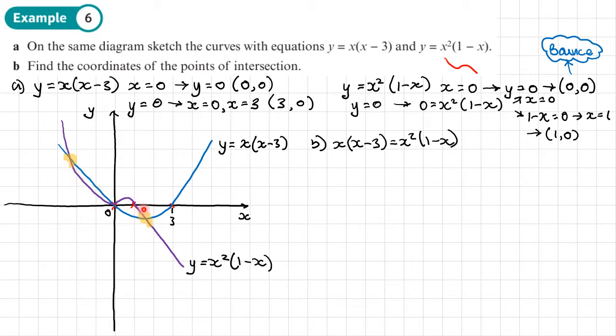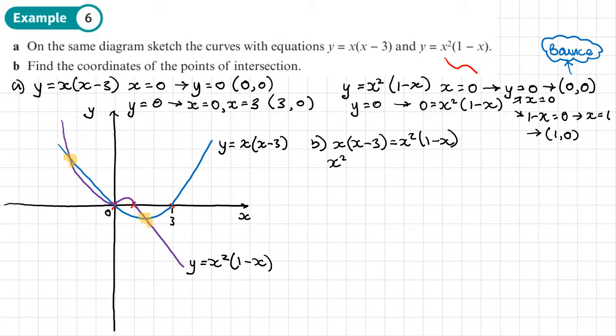So over this way I'm expecting x to be positive and y to be negative. Over here, x to be negative and y to be positive. So I've got some sort of idea of what type of solutions I should be getting. Right, so we'll start by expanding the brackets.